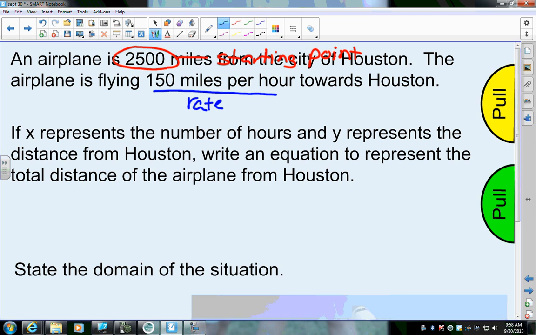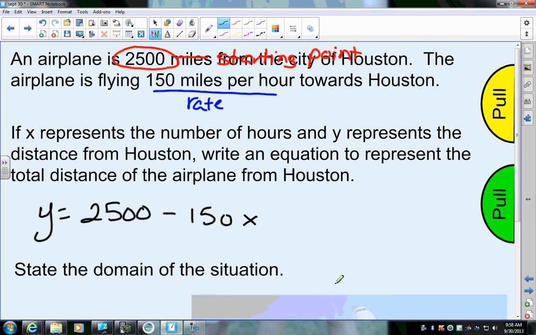So to find my equation, y equals, you start at your starting point. Now, am I going to add or subtract the 150? If I add it, the plane's going to go away from us. They're trying to figure out how soon the plane is going to get to Houston. It's 2,500 miles away. How soon is the plane going to get here if it's flying 150 miles per hour? So you're going to subtract off 150 miles per hour.